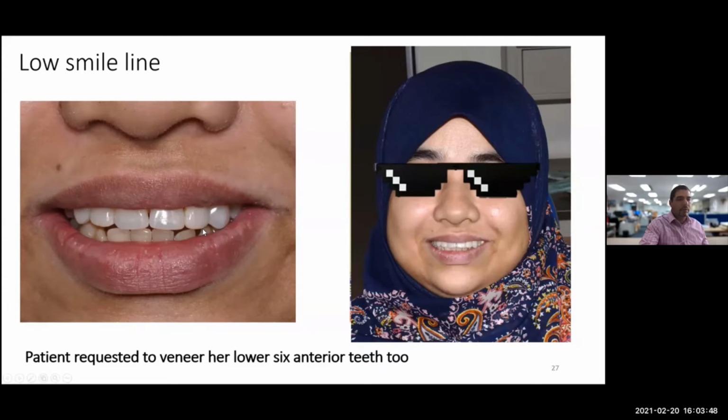And as I noticed also, the canines are lower in height than the laterals, and the laterals are lower in height than the centrals. So I will make them as uniform as possible, so it will improve the smile for the patient.